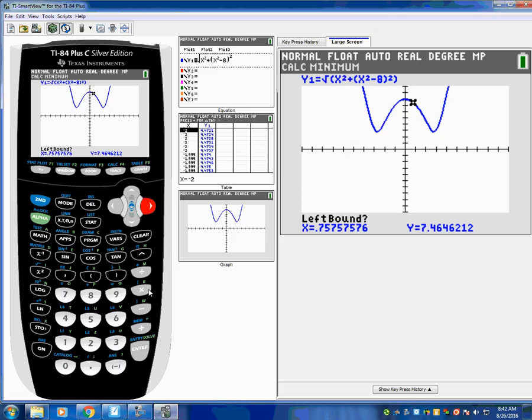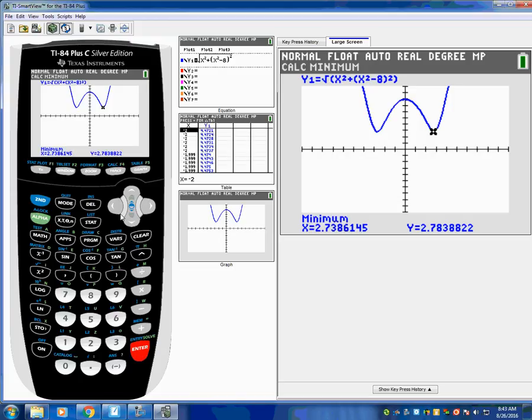Right, so we graph this thing, and then we're going to find the minimum. Left bound: that's probably a good left bound there. I'm trying to find the minimum of this second one here, this valley right here. So go for right, enter, and then guess, and it's going to give me the minimum is when x equals 2.738 and y equals 2.738.